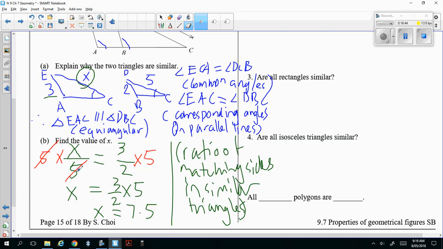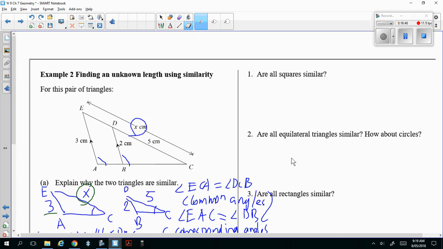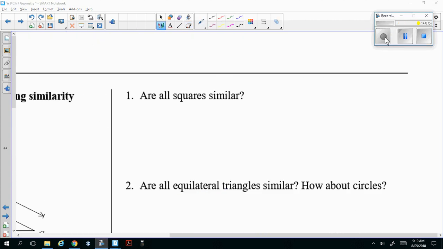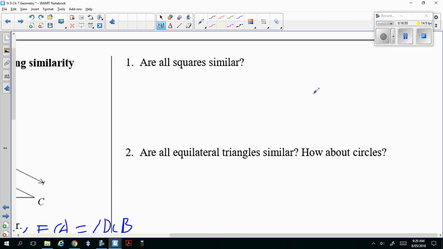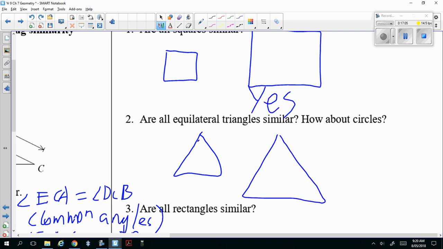Okay, now over there. All right, next question is, are all squares similar? Yes. Squares are similar. Are equilateral triangles similar? Yes. Right, you can draw a bigger one. They all have the same angles, right? Same angles, and all sides are in proportion. How about circles? Yes. How about rectangles? No. Why not?